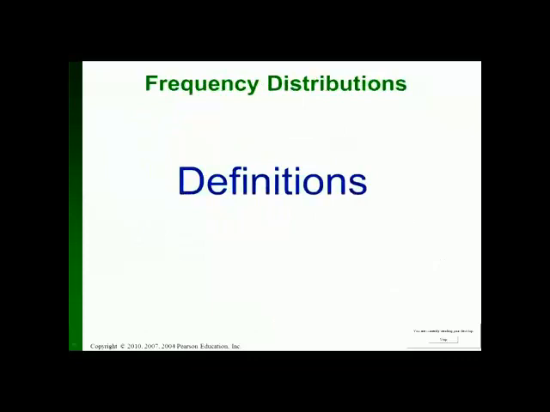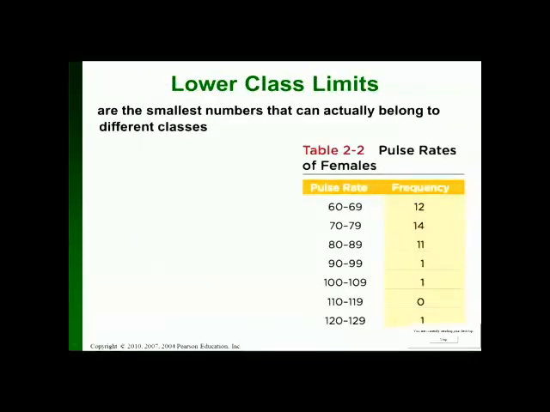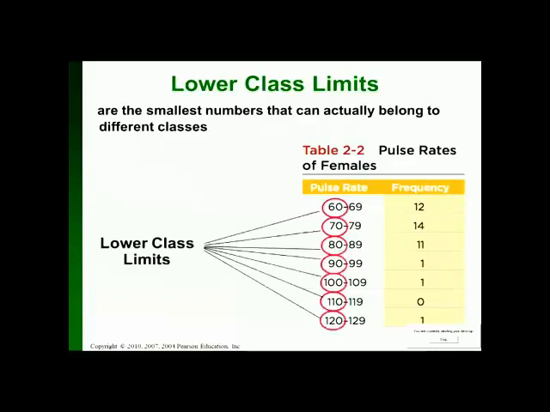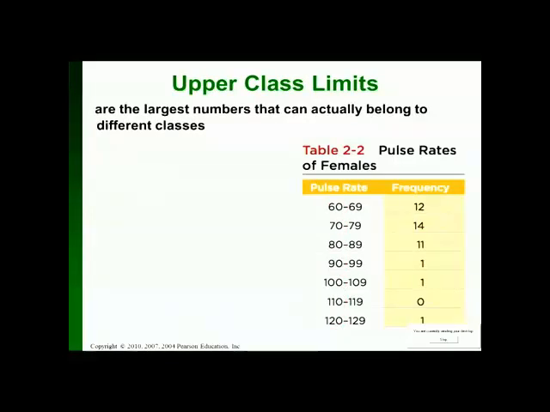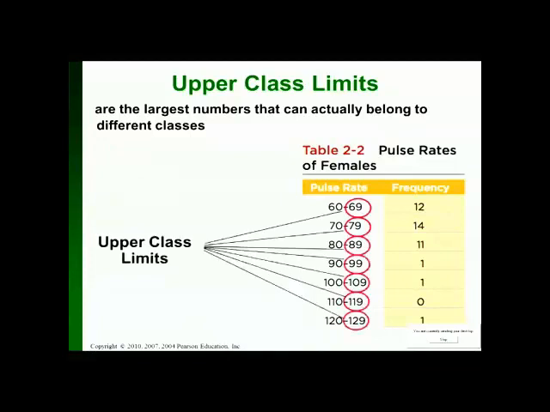Now, here are the terms that you need to know about frequency distributions. The lower class limits are the smallest numbers that actually belong to the different classes. So these are your lower class limits right here: the 60, 70, 80, 90, 100. Your upper class limits are the largest numbers that can actually belong to different classes. So the 69, 79, 89, 99, and so on are your upper class limits. Those words make sense. Lower class limit, upper class limit just tells you the boundaries for each class.